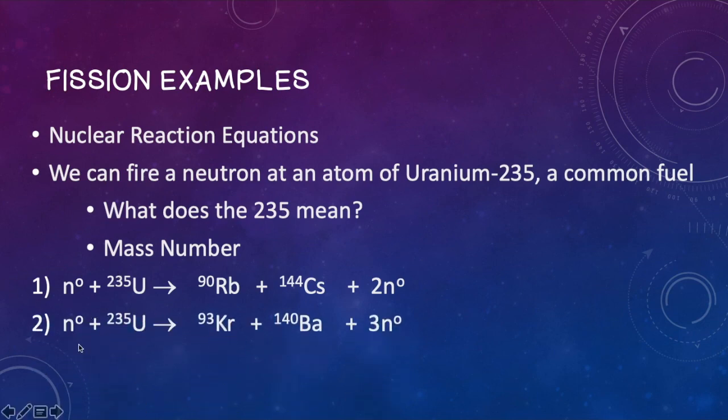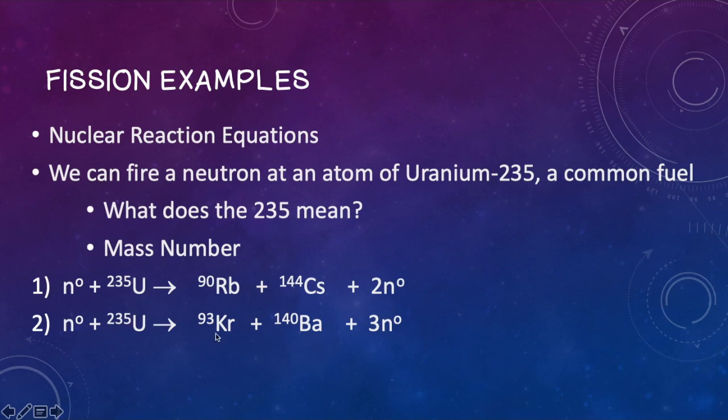Here's another one. Again, neutron blasted at 235. It could create krypton with a mass number of 93, barium with a mass number of 140, and then 3 neutrons. Okay, so let's check our math again. 93 plus 140 plus 3 equals, again, 236. Well, that makes sense because, again, I have 236 on this side.